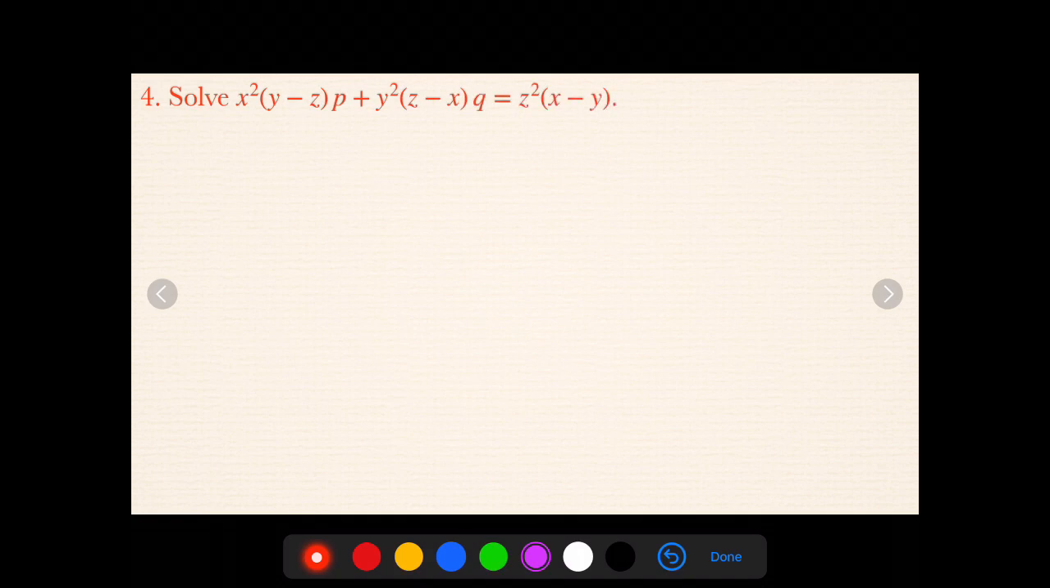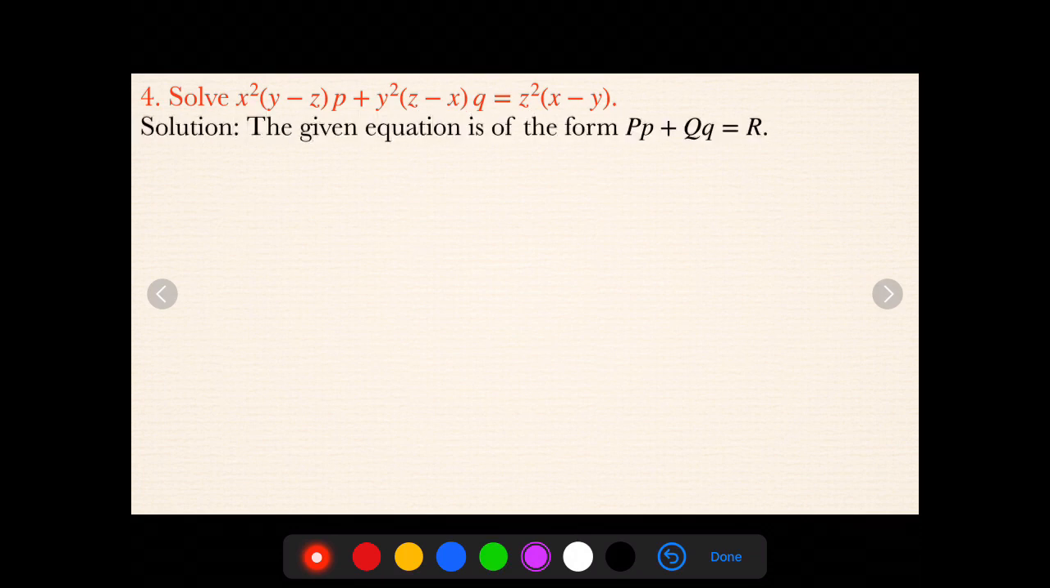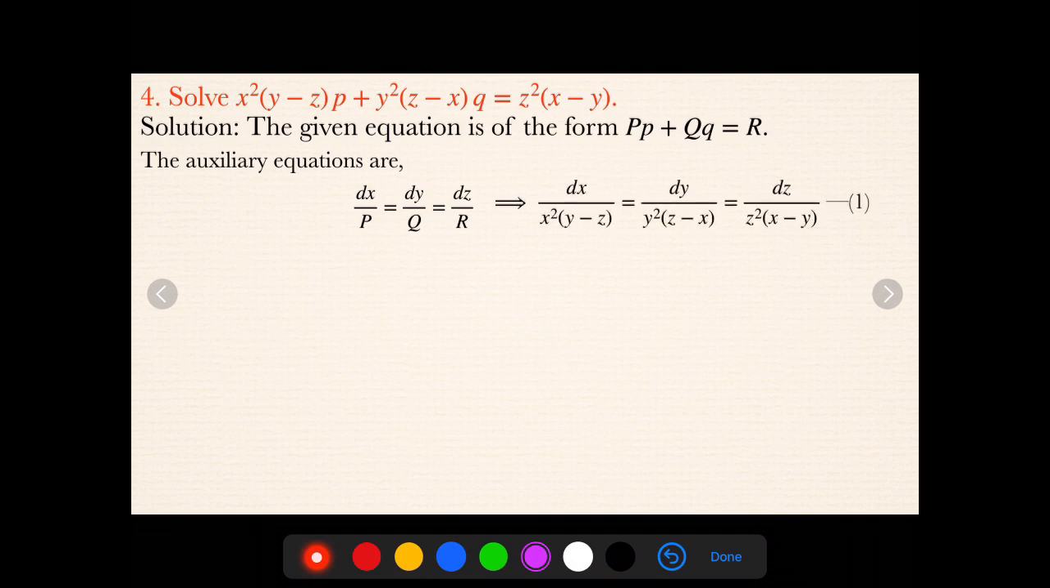Now the fourth question: solve x square into y minus z into p, y square into z minus x into q, plus z square into x minus y. So clearly it is of the form Pp plus Qq is equal to R. So the auxiliary equations are dx by P is equal to dy by Q is equal to dz by R. So substitute the values of P, Q, R.